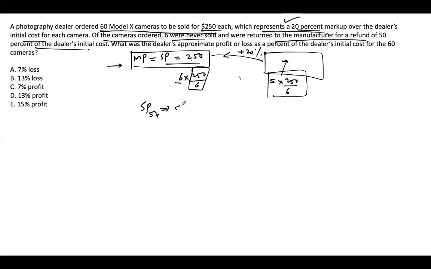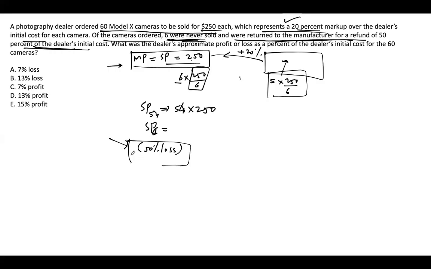So 54 into 250. Yes. But what about those six? Six were never sold. And what's returned for happening? The half price. And were returned to the manufacturer for a refund of 50% of the initial cost. So can I say that these six cameras were sold at a 50% loss?